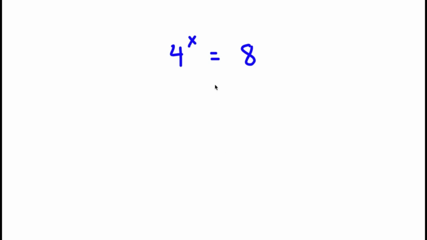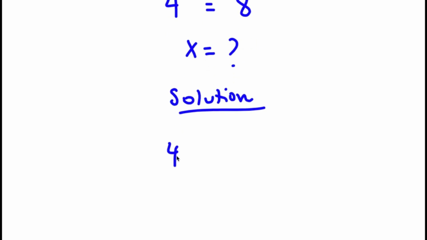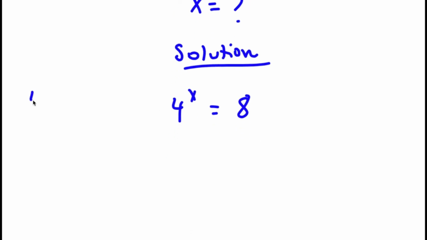Alright, so in this problem, I have 4 to the power of x is equal to 8. So I want to find the value of x. For my solution, first start with 4 to the power of x is equal to 8. And 4, this is the same thing as 2 to the power of 2. And 8, this is the same thing as 2 to the power of 3.